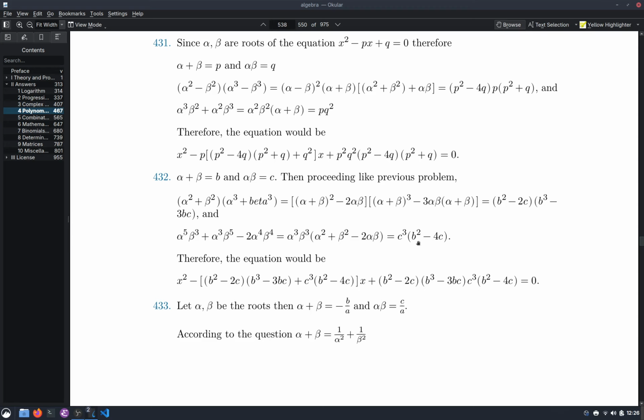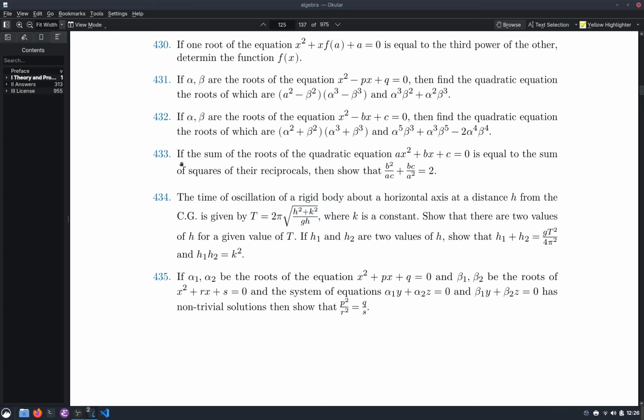And once we have that, we can have the quadratic equation as x square minus (b square minus 2c, that is this term, plus b cube minus 3bc plus c cube into b square minus 4c) into x. And then we write the product of these two quantities, which is the constant term.